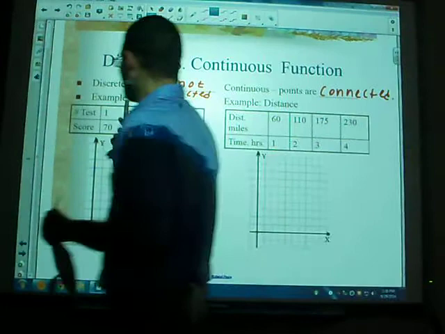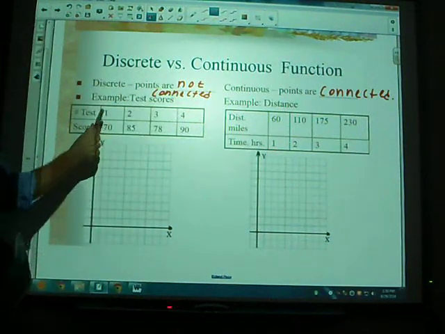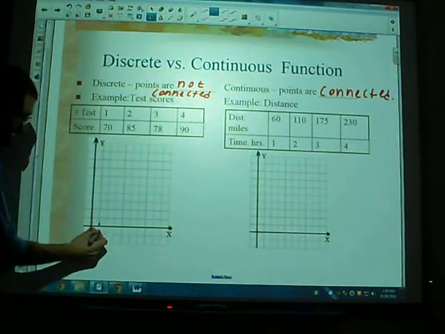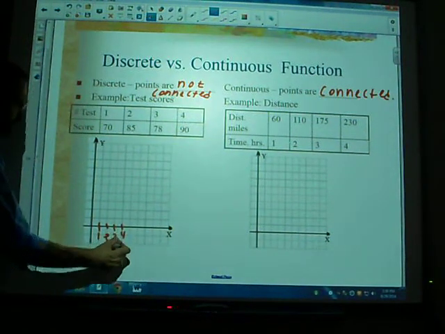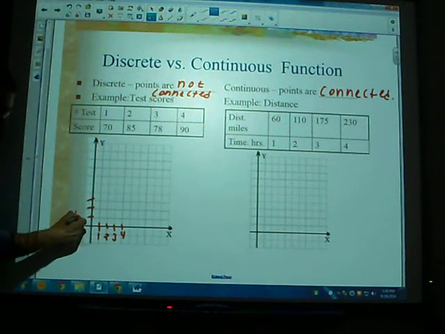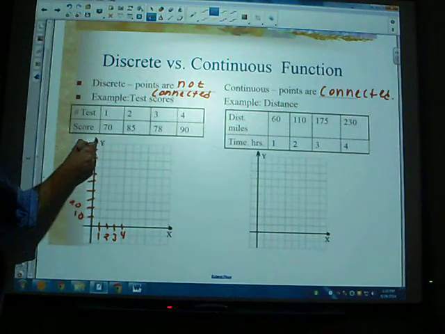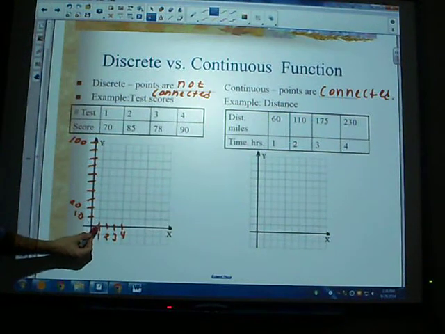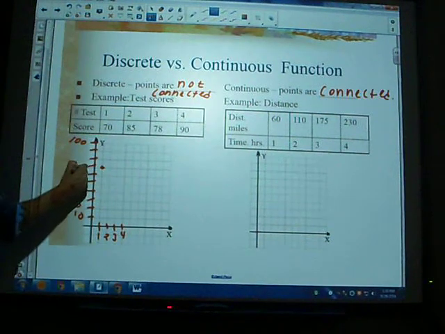An example of a discrete function is test scores. Let's say on the first test you got 70%, on the second you got 85, and so on. So if we graph these points, we have first test, second test, third test, fourth test, and we have the following scores. If we go by 10, this is 100 points. So on the first test you got 70. So 1, 2, 3, 4, 5, 6, 7. This is our point right there.